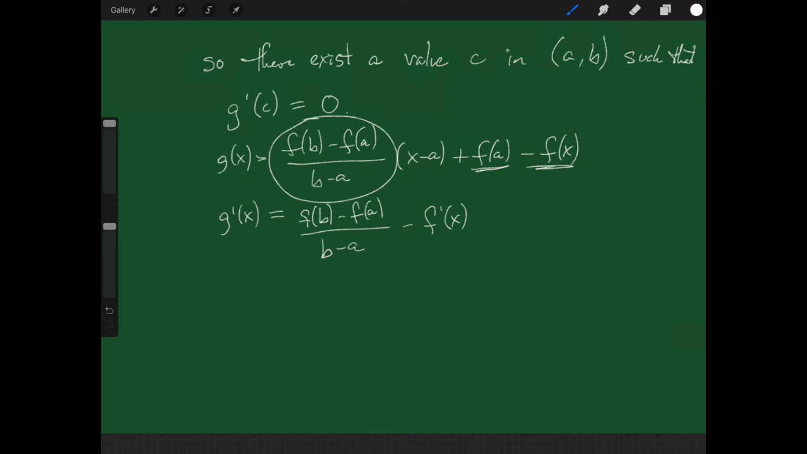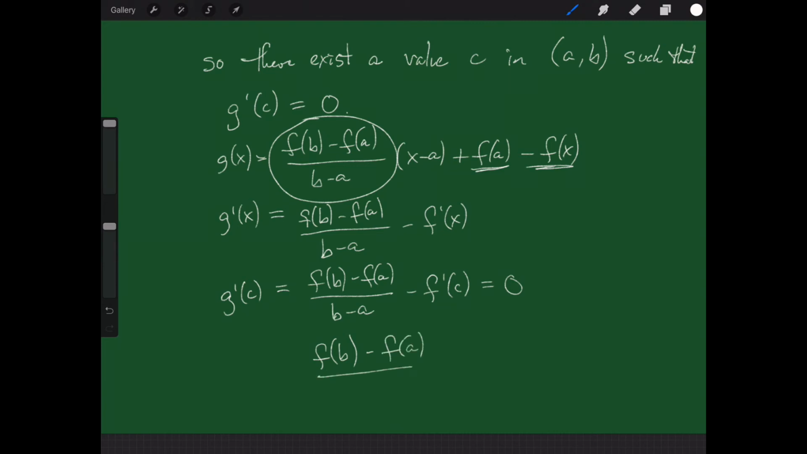And I know that at c, this derivative is 0. So if I say g prime of c, then I get f of b minus f of a over b minus a, minus f prime of c is equal to 0. So now I move the f prime of c to the other side of the equation, and I get that f of b minus f of a divided by b minus a is equal to f prime of c. And that's exactly what I wanted to happen.